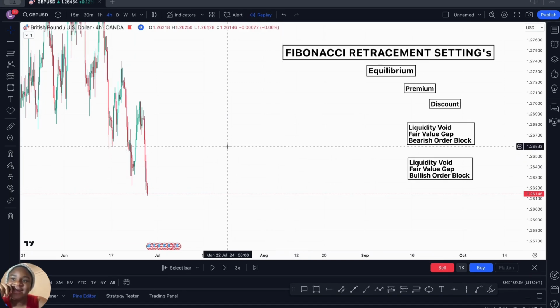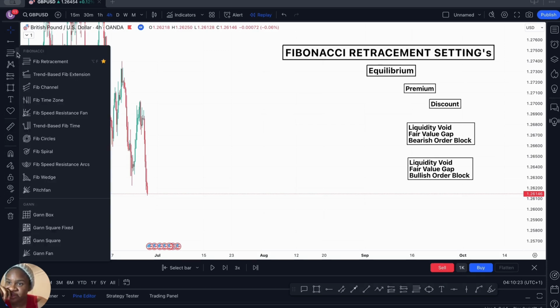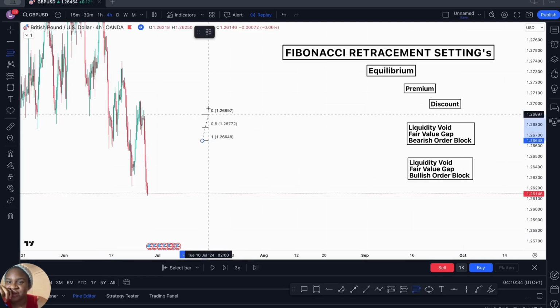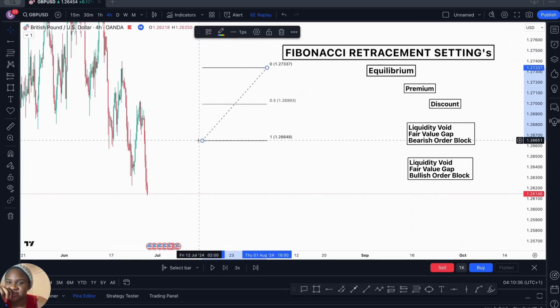Okay, so I would like to show you guys the Fibonacci retracement setting, on how you can set it on your chart. On your left hand side over here, if you can see my chart very well, you will tap on this arrow here that shows you Fibonacci retracement. For mine, it's already started because I use it a lot. So you see it start already and you use it like this.